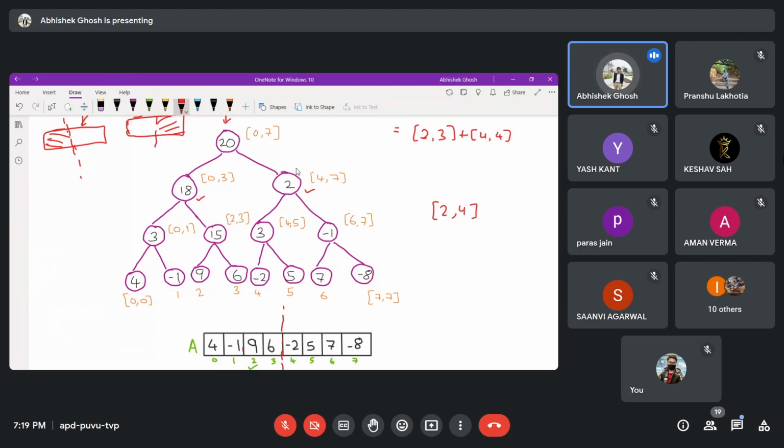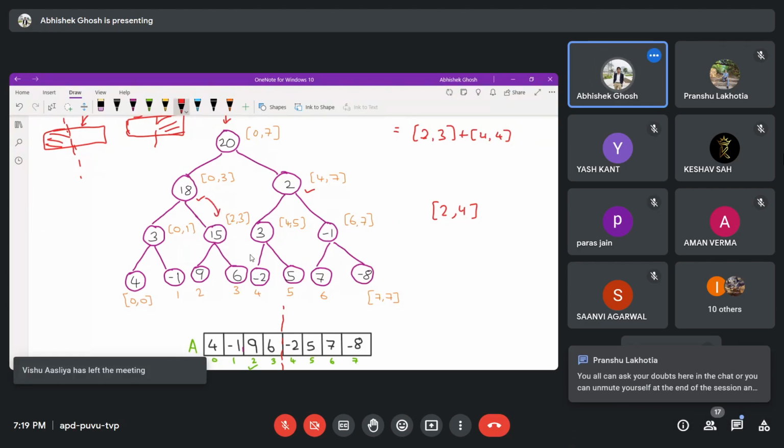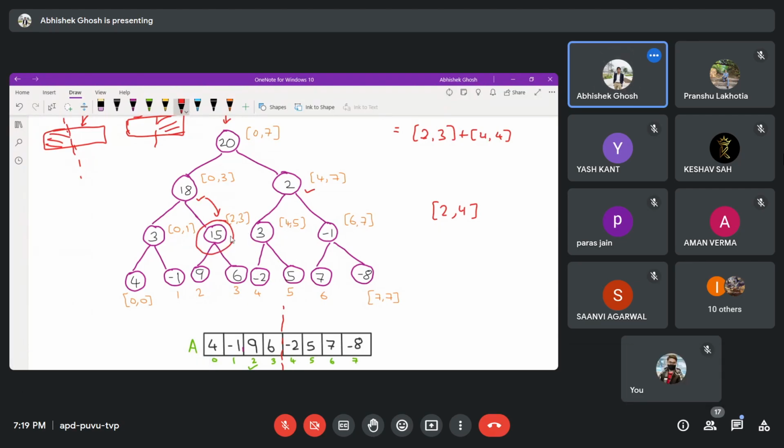Okay, so now we want the sum for 2 to 4. We check at the root 0 to 7. We do not need 2 to 4. 0 to 7 is not useful to us directly because this is a sum for the complete array. So we check the left part 0 to 3. This is still not useful for me. 0 to 1 is completely outside of what I want, right? 0 to 1 has no relation with 2 to 4, but 2 to 3 I think has some relation with 2 to 4, right? So this is useful for me. So I'll take this value. Then I'll return back, and then I'll make check for the right part.